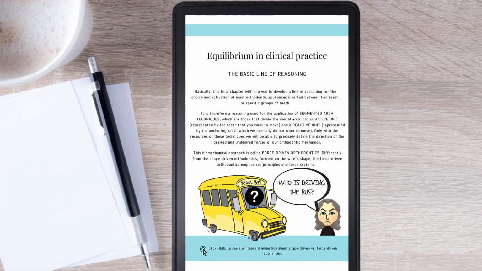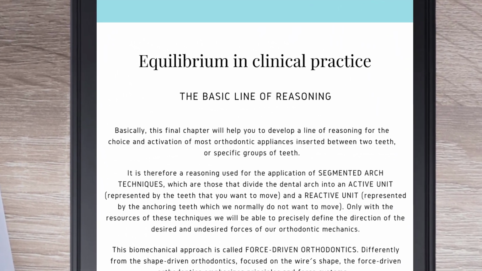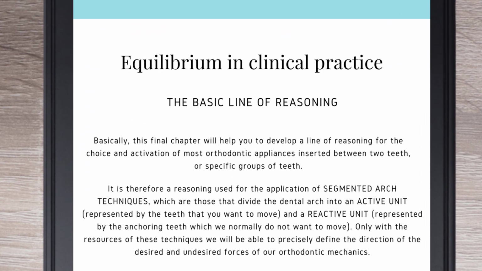The basic line of reasoning. Basically, this final chapter will help you to develop a line of reasoning for the choice and activation of most orthodontic appliances inserted between two teeth or specific groups of teeth. It's therefore a reasoning used especially for the application of segmented arch techniques, which are those that divide the dental arch into an active unit, represented by the teeth that you want to move, and a reactive unit, represented by the anchoring teeth which we normally do not want to move.